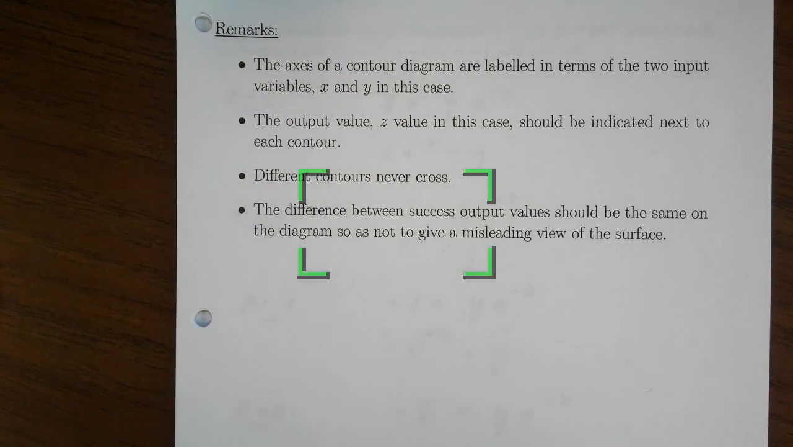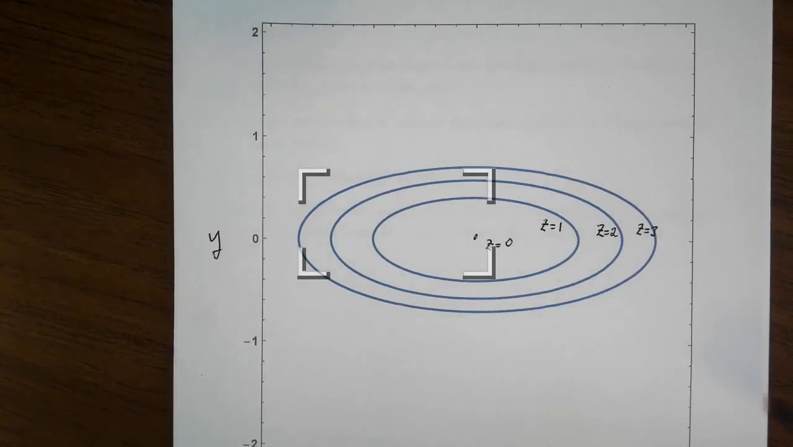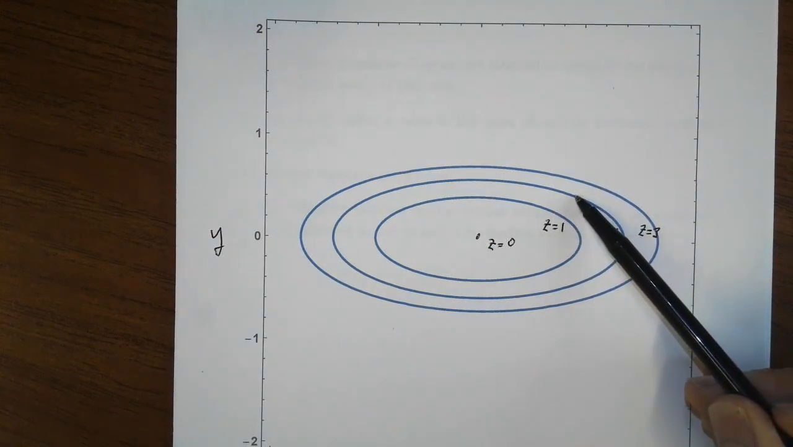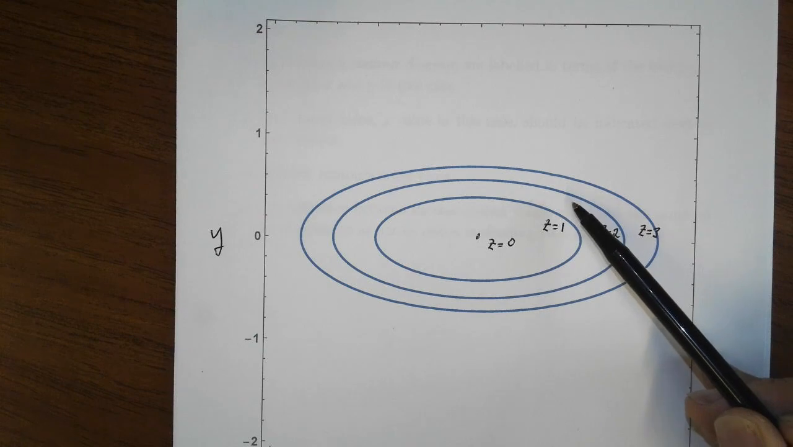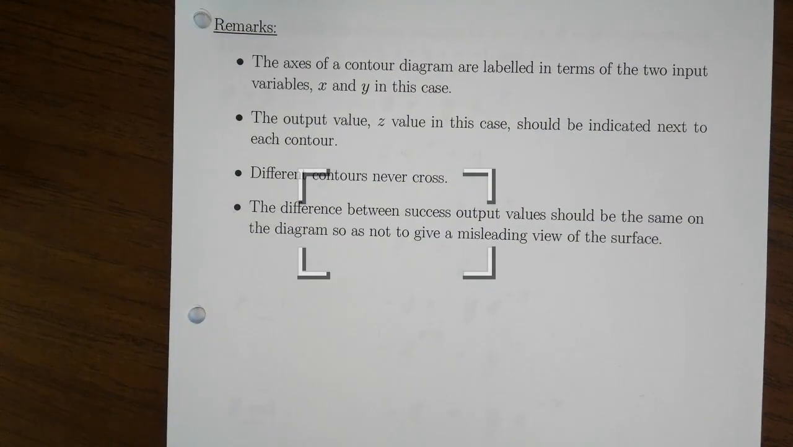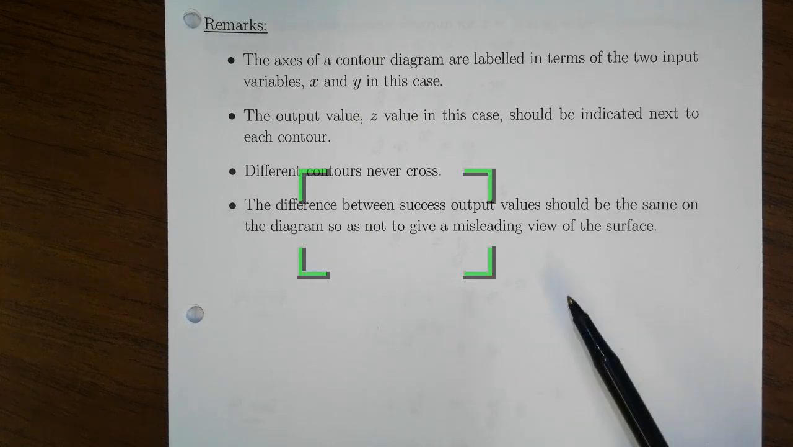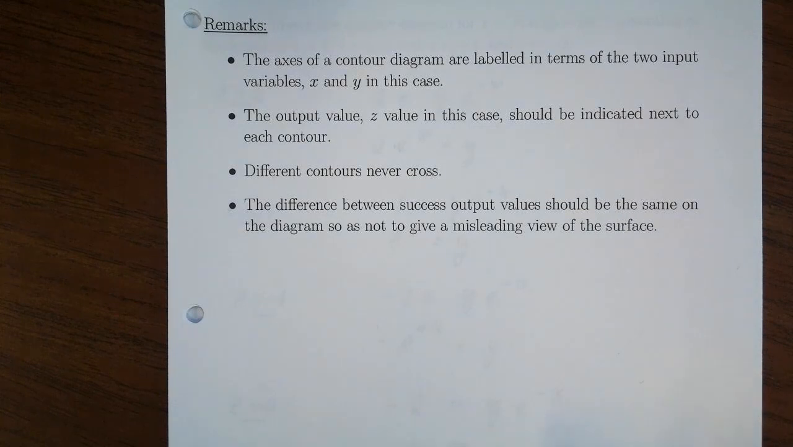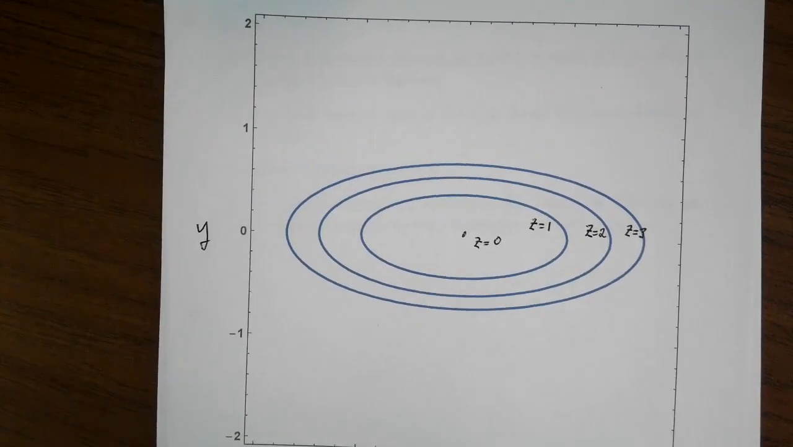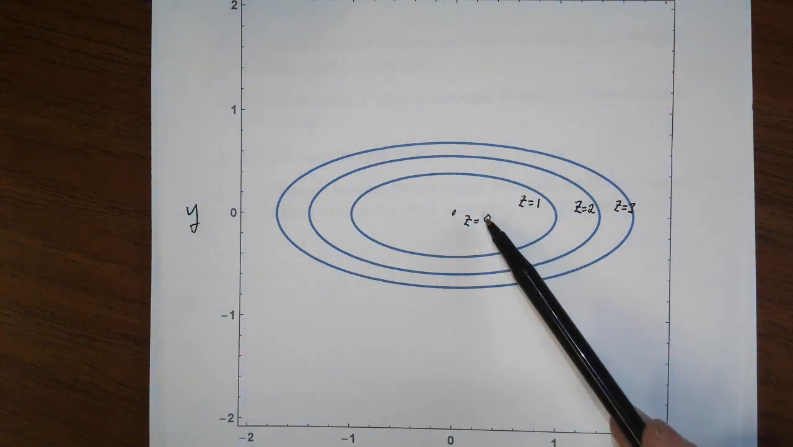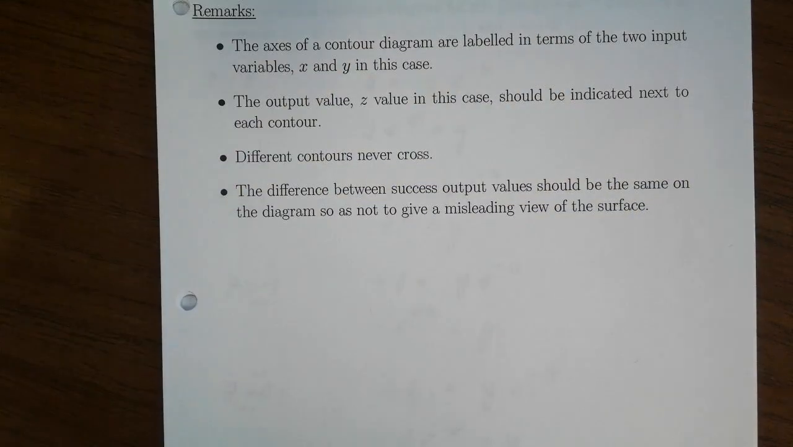Different contours never cross. For example, if the contour z equals 1 crossed z equals 2, that would indicate an ordered pair xy that yielded two outputs, and then we would not have a function. The difference between successive output values should be the same on the diagram so as not to give a misleading view of the surface. In this particular case, the change in z was always 1 when I went from one contour to the next.